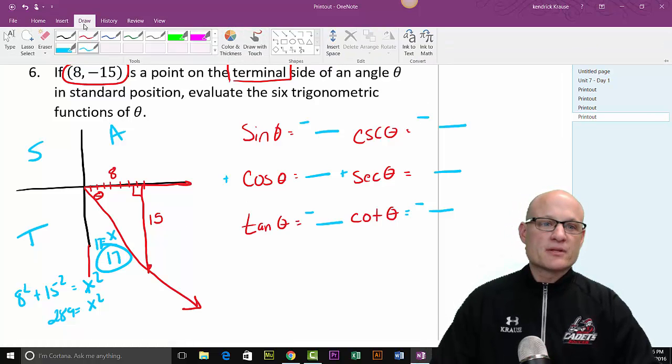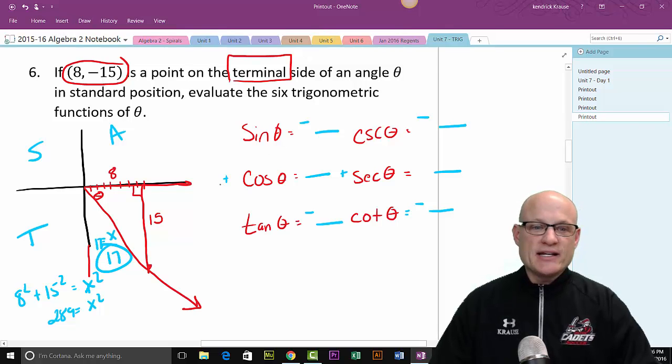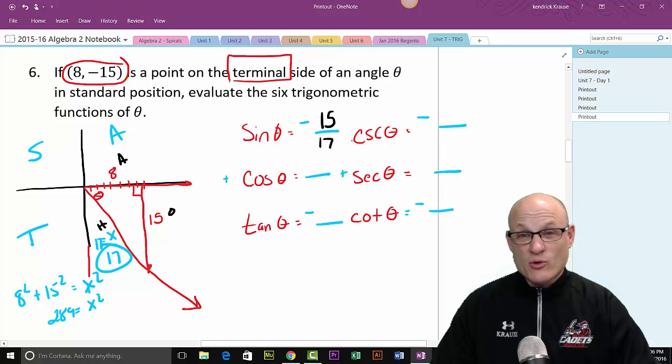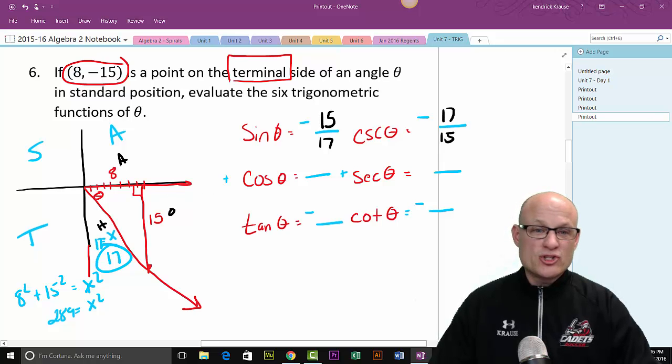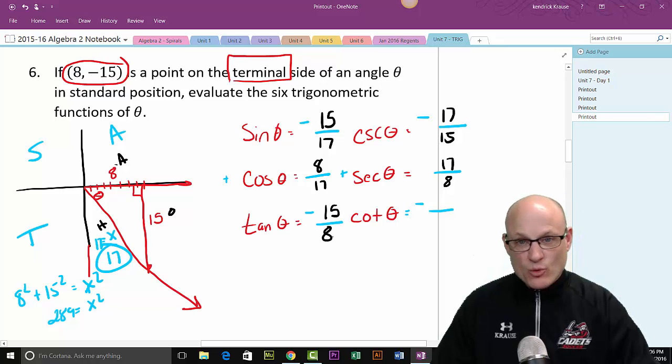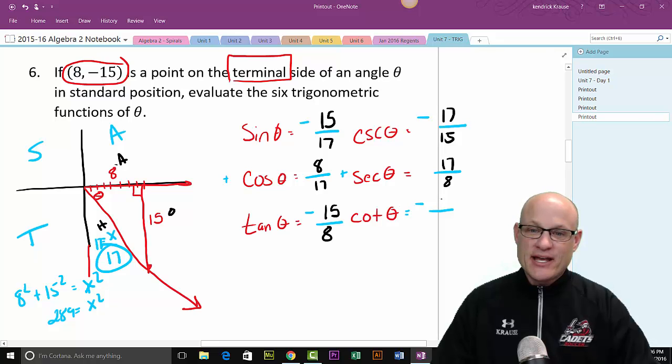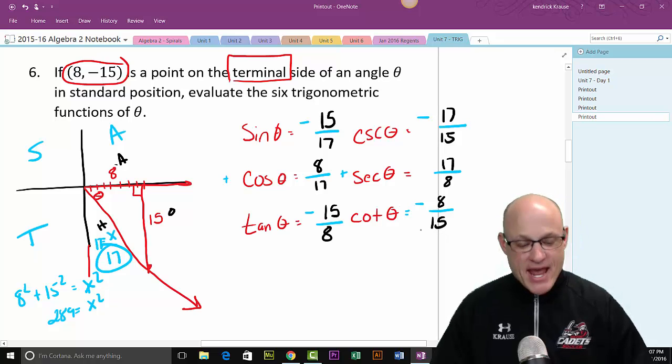Let me get a different pen out. Let's try black. So sine is opposite. I should label these: opposite, adjacent, and hypotenuse. Sine is opposite over hypotenuse, 15 over 17. But since it's in the fourth quadrant, it's negative. And this is 17 over 15. Cosine is adjacent over hypotenuse, which is 8 over 17, and the reciprocal of that would be 17 over 8. And tangent is opposite over adjacent, which is 15 over 8. But again, since it's in the fourth quadrant, tangent is negative. We got the negative there. And 8 over 15. Yay!